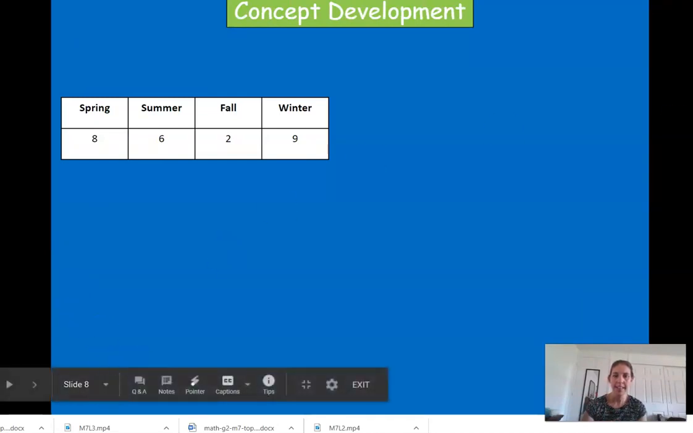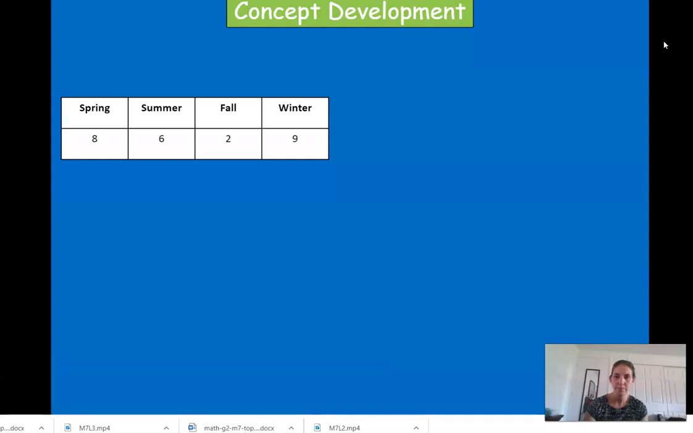All right, let's look at this next chart. This bar graph is going to be about our birthdays. Okay, so I see that there are 8 birthdays in the spring, 6 birthdays in the summer, 2 birthdays in the fall, 9 birthdays in the winter.